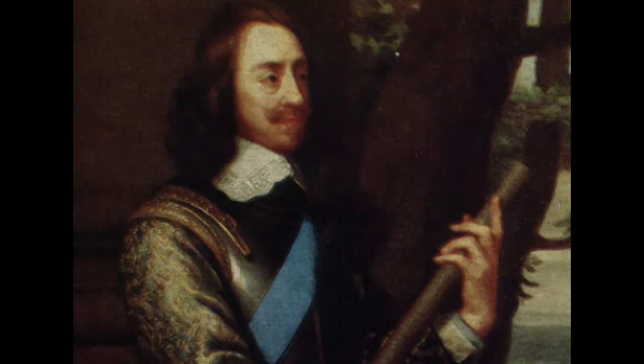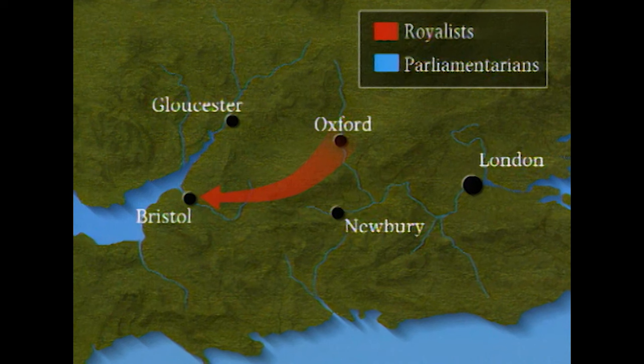But Charles again hesitated, and instead it was decided to first capture Gloucester, the last remaining major parliamentary stronghold in the West. It was unlikely to be able to hold out for very long, and in the meantime, the King's shattered Western army could be reorganized and refitted at Bristol. The combined Royalist armies would then advance on London with their rear secure.